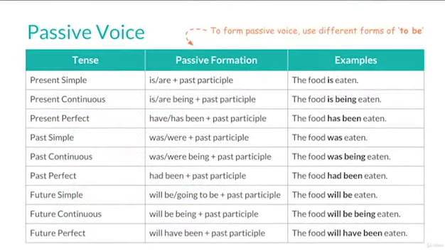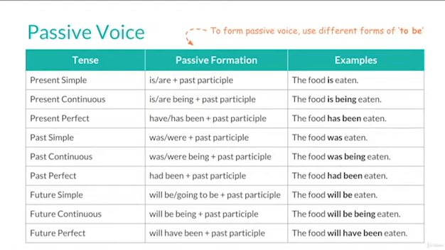Let's now talk about how exactly do you go about constructing the passive voice. Basically, if you want to form the passive voice, all you have to do is use different forms of the verb to be. So here in this column, we have a list of tenses, and here we have the structure for forming the passive voice. You'll notice that depending on which tense we're talking about, we're changing the verb to be in different forms. So here are some examples.